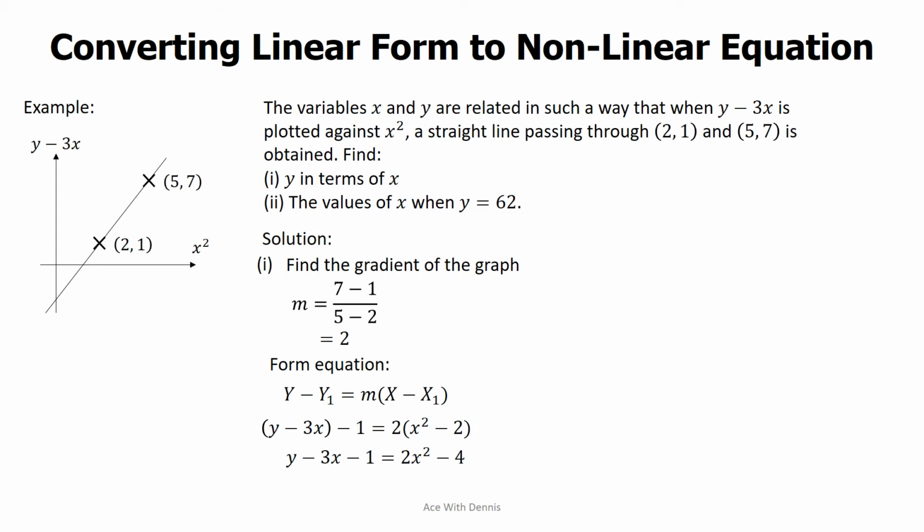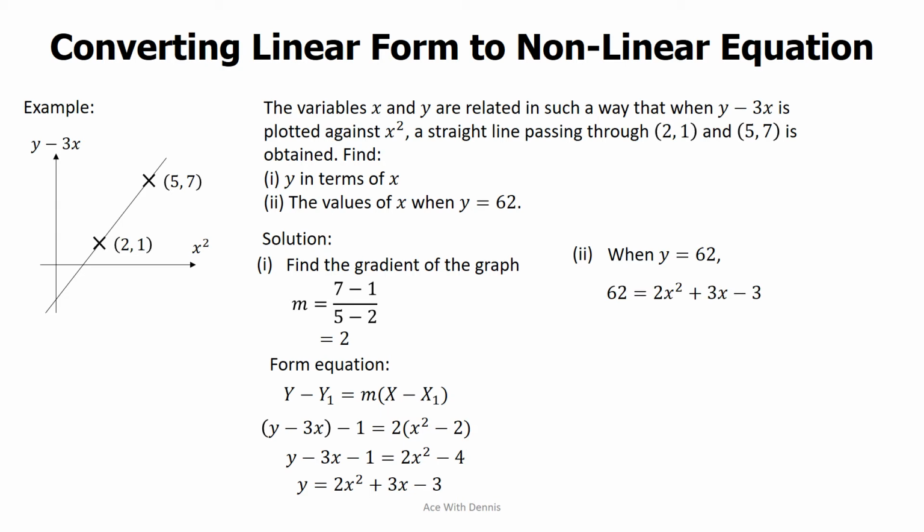So now we can expand the bracket. It will be y minus 3x minus 1 equals 2x squared minus 4. Make y the subject. We get y equals 2x squared plus 3x minus 3. So this is the equation of y in terms of x. Number 2, when y equals 62, just substitute the value into the equation.